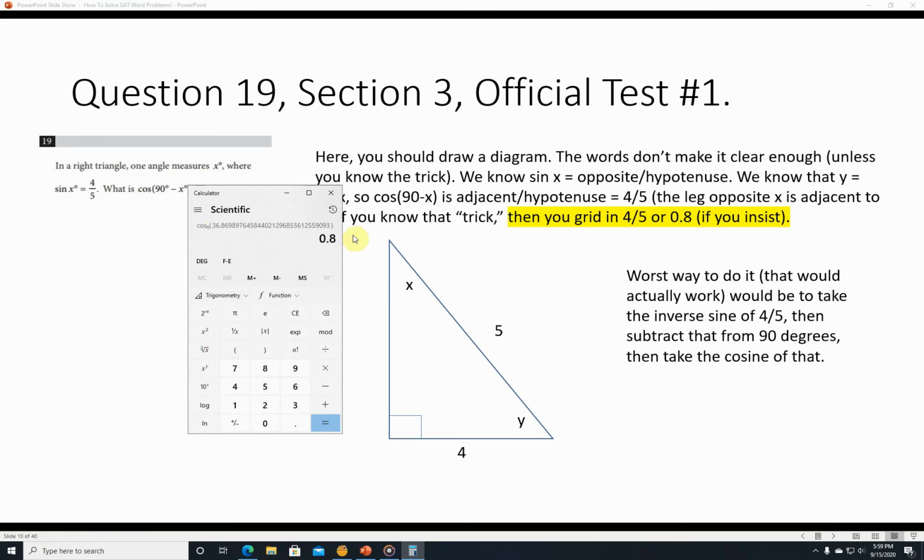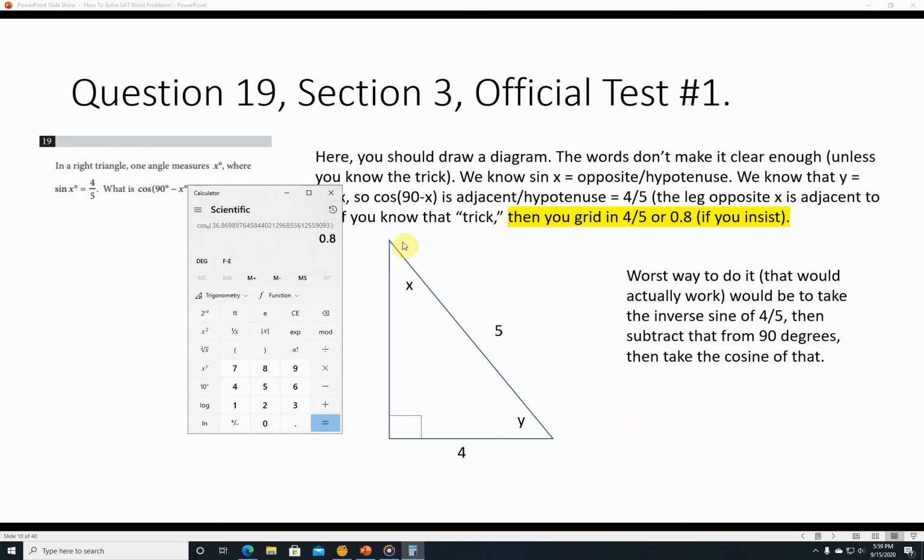Boom, we get 0.8. Now you see how many mistakes I can make doing it that way. It's the long way. It's likely to be the wrong way. There's lots of places you can make a mistake on that one. And since this is a grid-in problem, you could miss it.